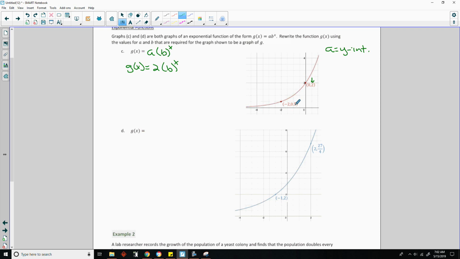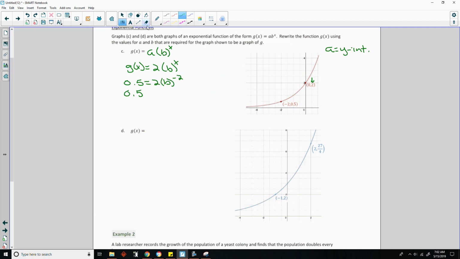So if I pick a value like (-2, 0.5), 0.5 is my g of x. So I'm going to put that here. Okay. Negative 2 is my x. So that's going to be times some b to the power of negative 2. And I need to find my b. So this will be 0.5.